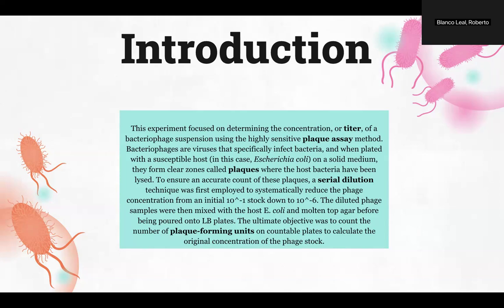To ensure an accurate count of these plaques, a serial dilution technique was first employed to systematically reduce the phage concentration from the 10 to the power of -1 stock down to 10 to the power of -6. The diluted phage samples were then mixed with the host, E. coli, and multi-top agar before being poured on the LB plates. The ultimate objective was to count the plaque forming units and countable plaques to calculate the original concentration of each stock.